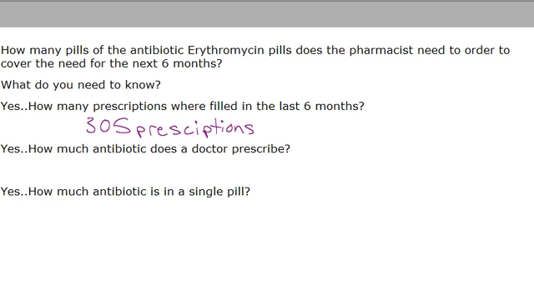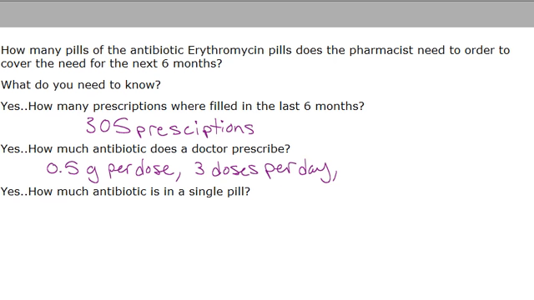So in each prescription, we need to find out how much of the antibiotic was actually prescribed. So in this case, each dose is 0.5 grams. So that's per dose. And then in each prescription, there needs to be 3 doses taken per day. And the entire prescription runs for 5 days per prescription.